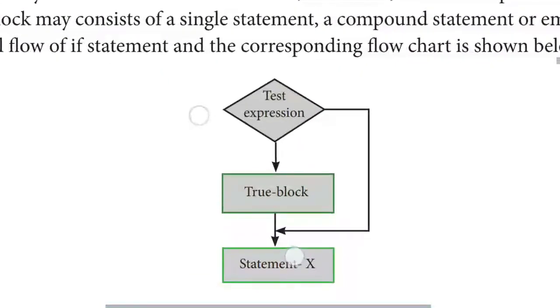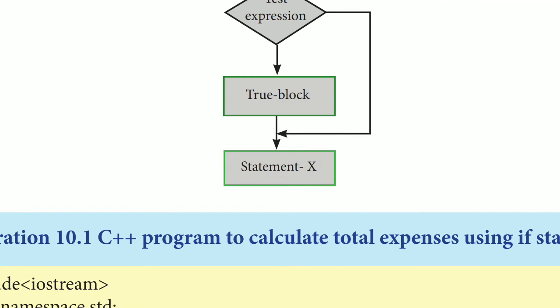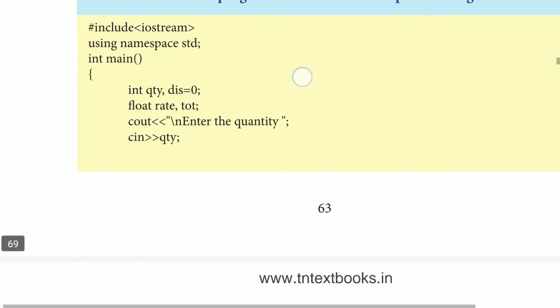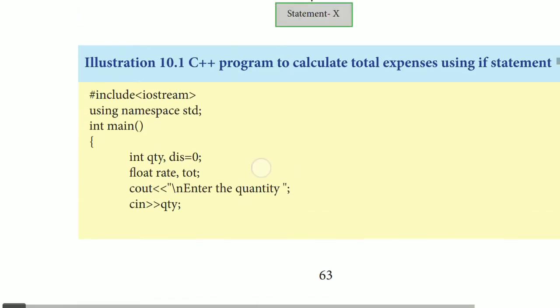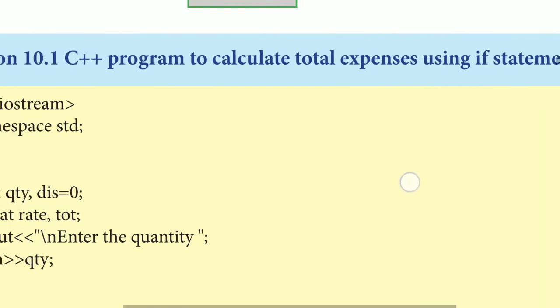So here you can see this expression. If the expression is true, then the true block is executed. If the condition is false, then the true block is skipped and it will move to statement x. Here they have given one example. This program is to calculate the total expenses using the if statement.